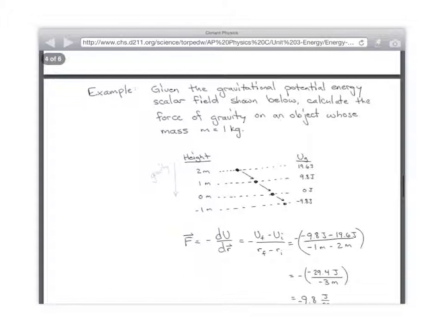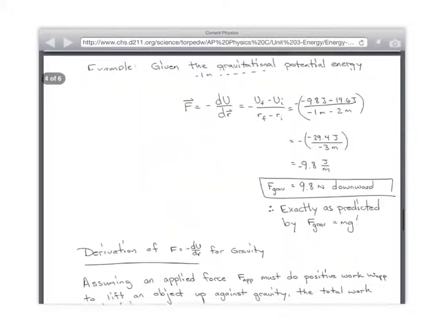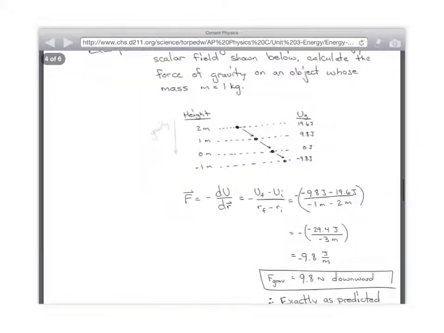Well, it's... Oh, no. We did all the way from the top to the bottom. So the bottom is negative 9.8 and negative 1. So negative 9.8 joules minus 19.6 joules over negative 1 meters minus 2 meters. What do you get? You get negative 9.8 joules per meter as the slope.